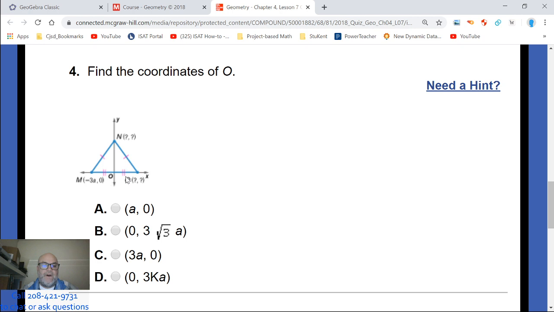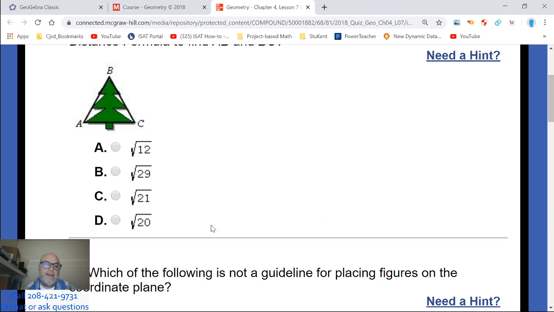The question is how far from the origin, from the y-axis, how far over do we need to go? Well, we can look and say this leg here, this segment here, is congruent to that segment. This segment went negative 3a units, so this segment over here has to go positive 3a units, right? So the answer has to be (3a, 0).